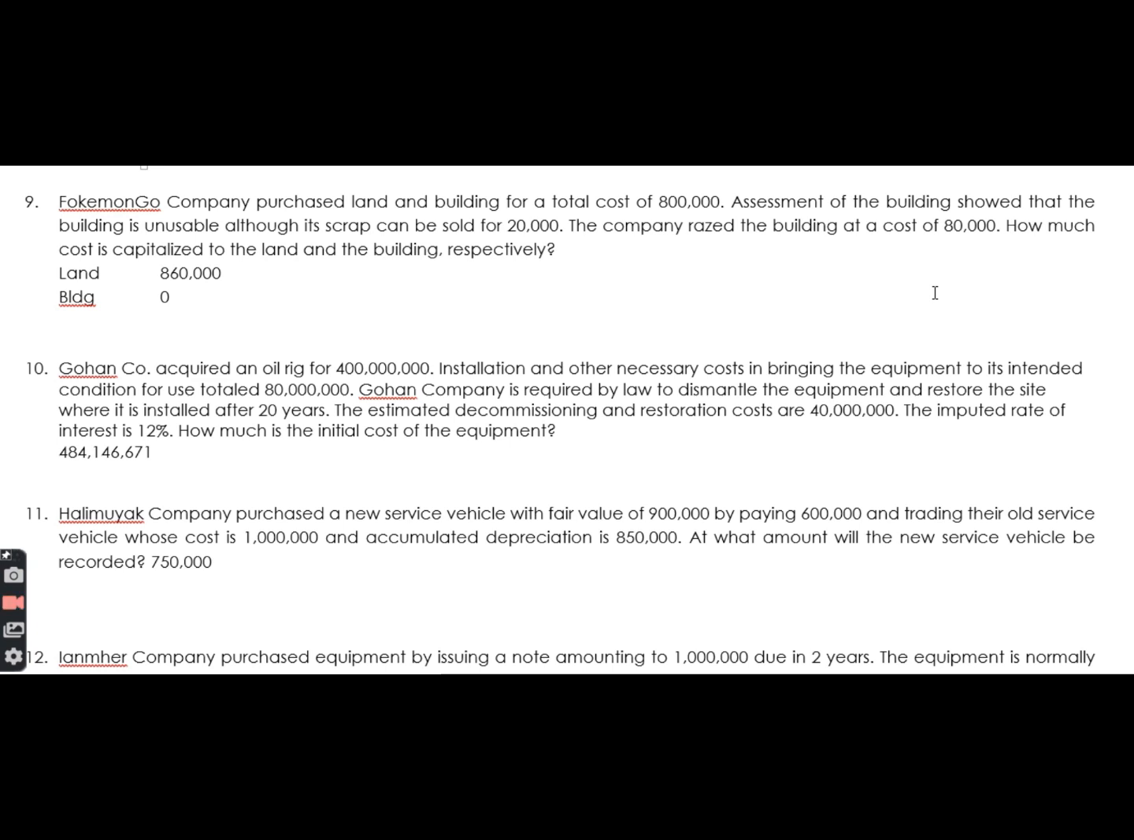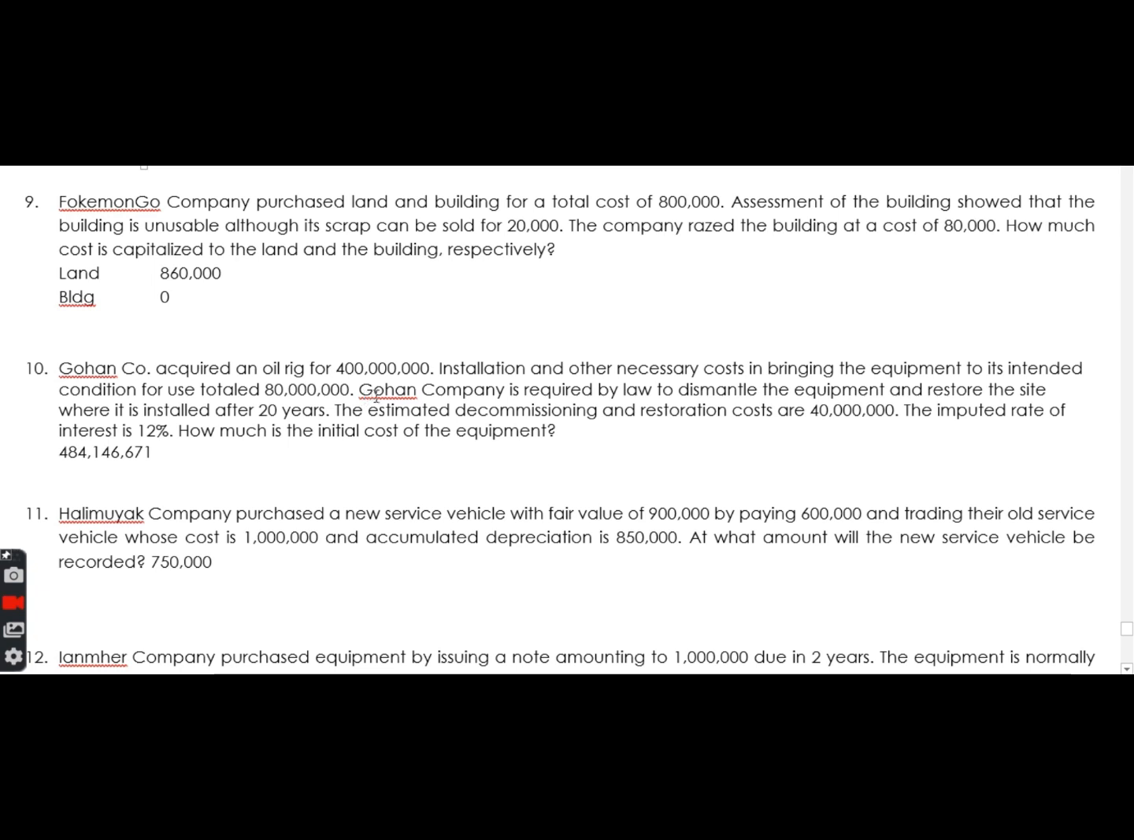So, ang sagot dyan ay lahat ng nagastos papasok kay land because the building is unusable, meaning there is no attributable fair value or amount that can be capitalized to the building. Kasi unusable na nga siya, so wala nang economic benefit dyan. So ang gagawin mo, 800 plus 80 minus 20. So 860 will all go to the land, building 0.